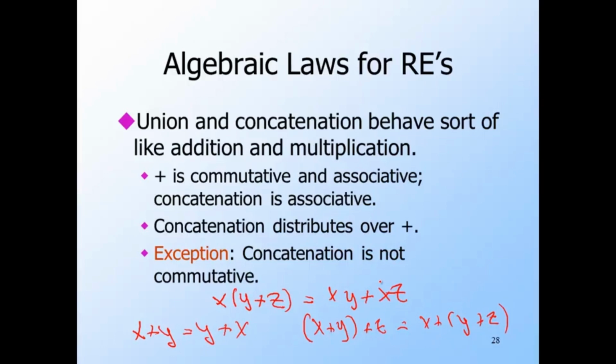Okay. The big difference between regular expressions and arithmetic is that concatenation is not commutative, although multiplication obviously is. That is, the regular expressions AB and BA don't denote the same languages. The first, AB, just denotes the language that contains the string AB, while the second, BA, denotes the language that contains only the string BA.